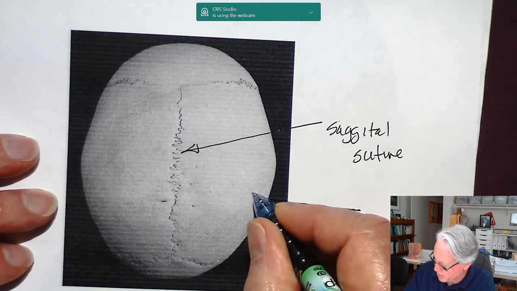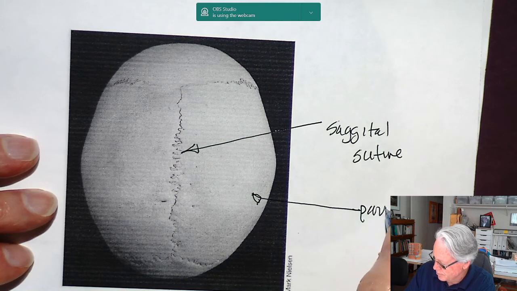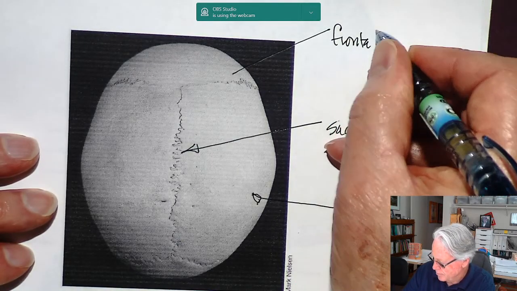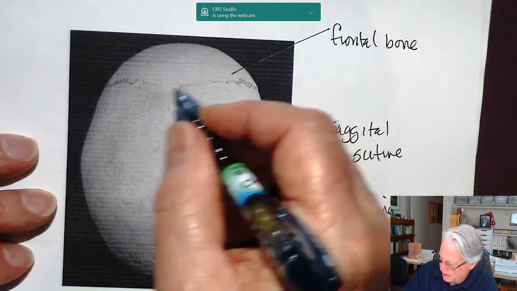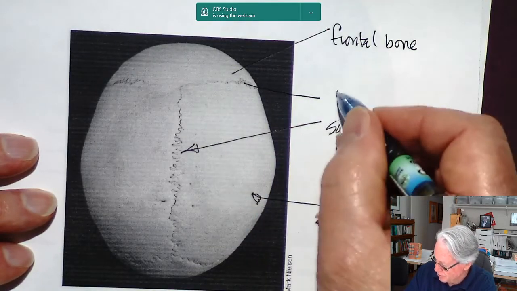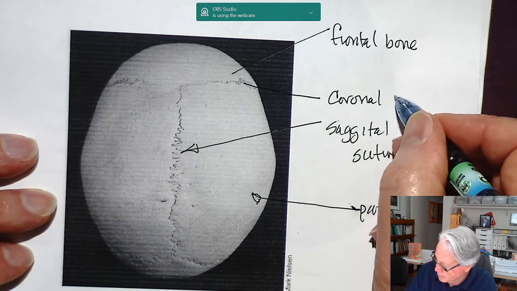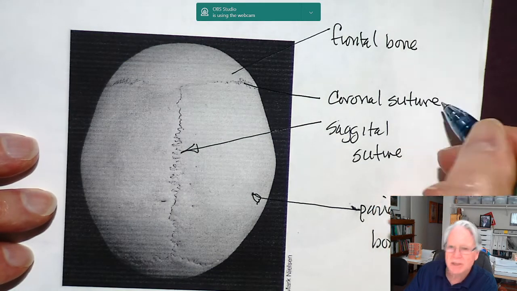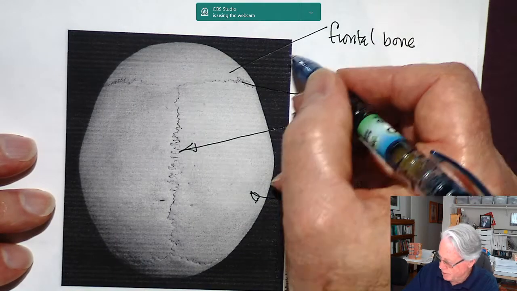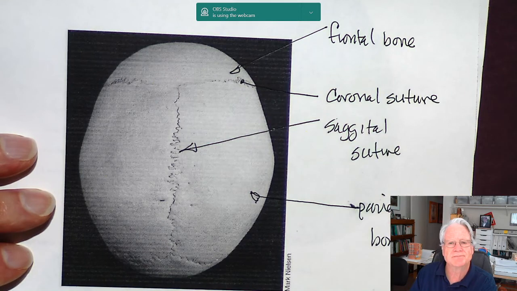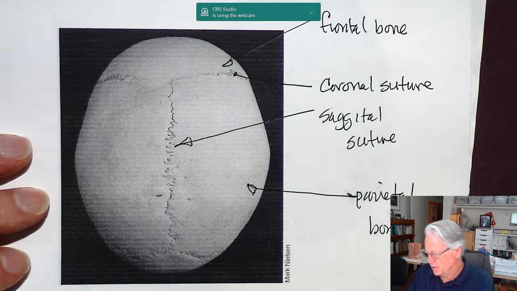This is my parietal bone. And that is my frontal bone. And this is my coronal suture. Well, I have all of them in one single location. Okay. Okay, dokey.